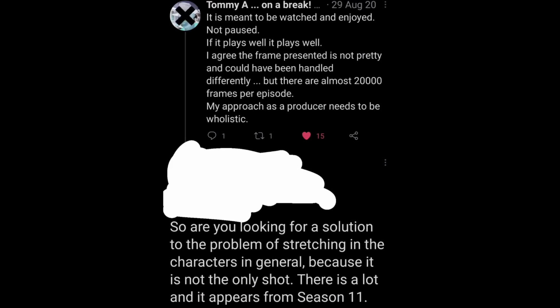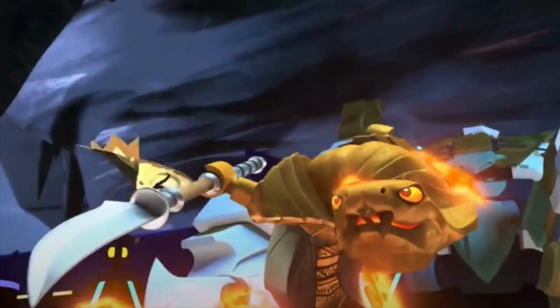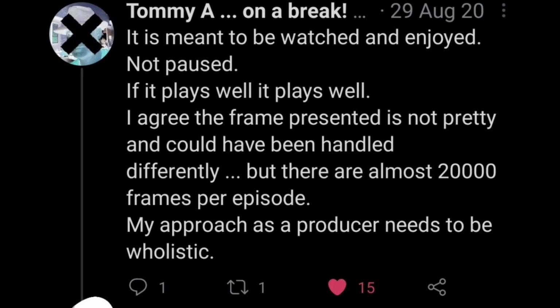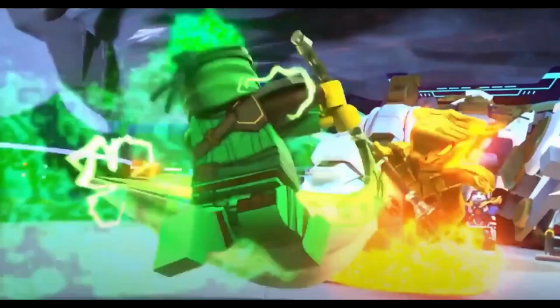That is perfectly demonstrated by this interaction here over on Twitter. Somebody asked Tommy Andreasen, one of the co-creators of Ninjago, about this, and he responded with, "It is meant to be watched and enjoyed, not paused. If it plays well, it plays well. I agree the frame presented is not pretty and could have been handled differently, but there are almost 20,000 frames per episode. My approach as a producer needs to be holistic," which I couldn't have said any better myself, honestly.